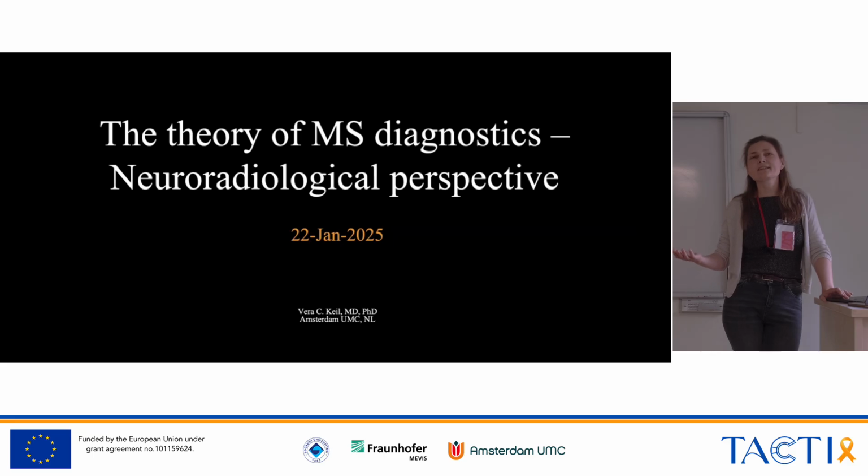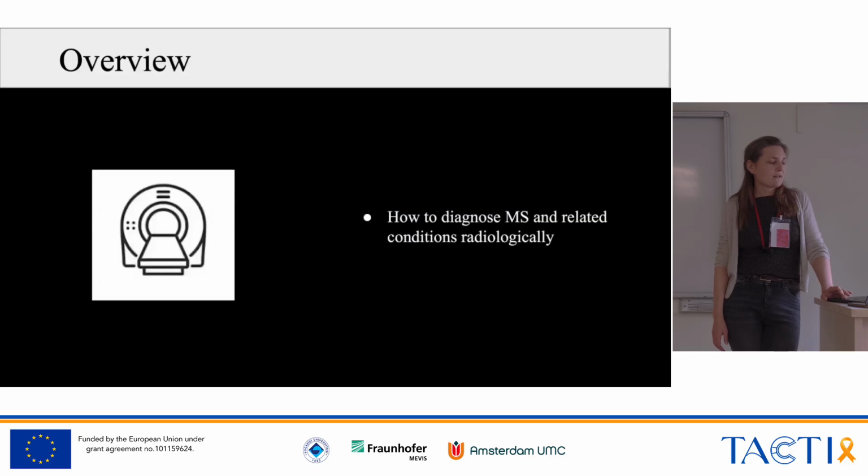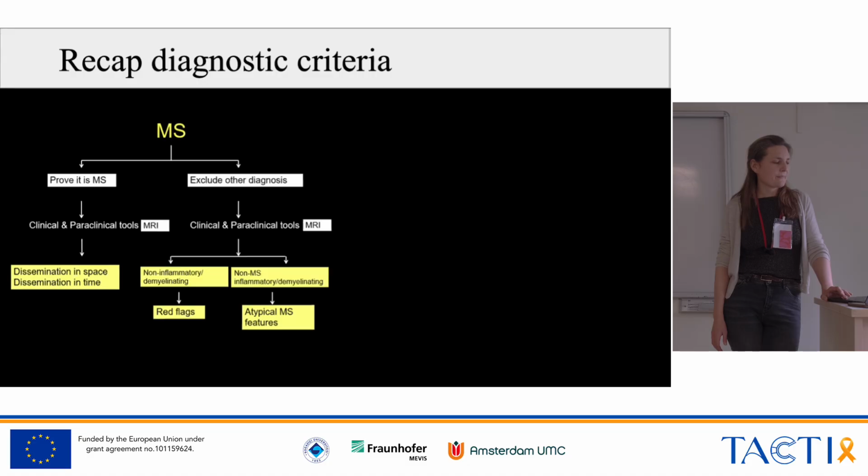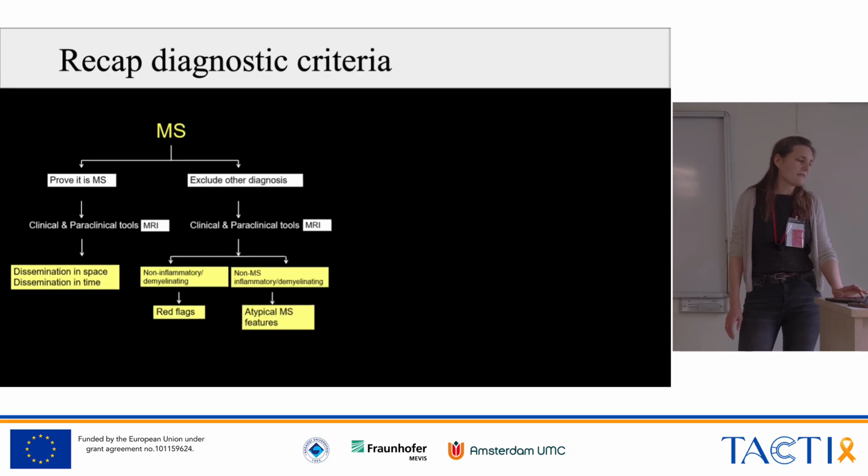So I open a scan, and the question is, for example, disease activity, or is it MS or something else? And I will give you a tour on how we as neuroradiologists look at this. So you learned in the last lecture what MRI sequences are useful, and now I give you the clinical tour on how to diagnose MS radiologically, and also what is valuable for related conditions which might not be MS in the classic sense.